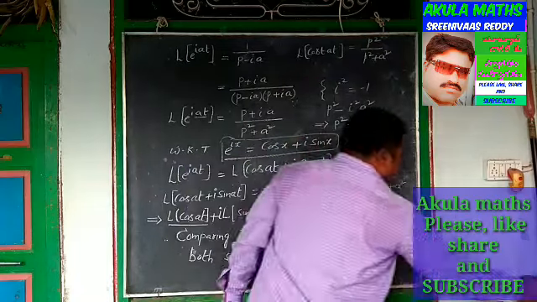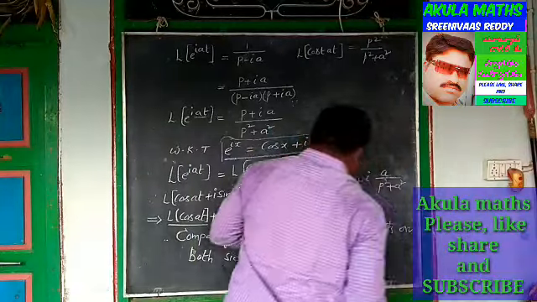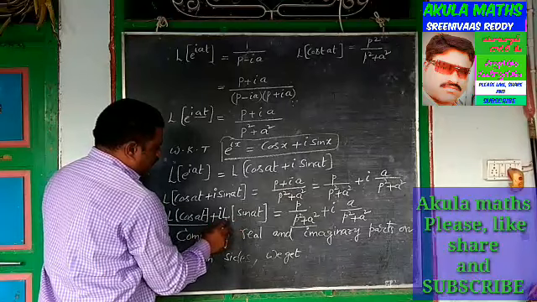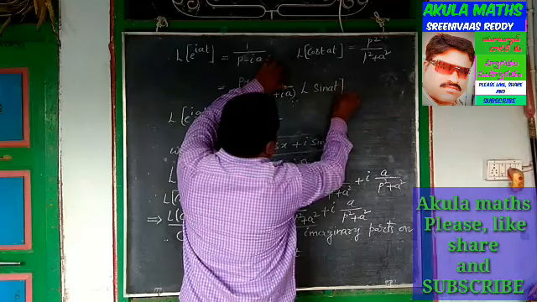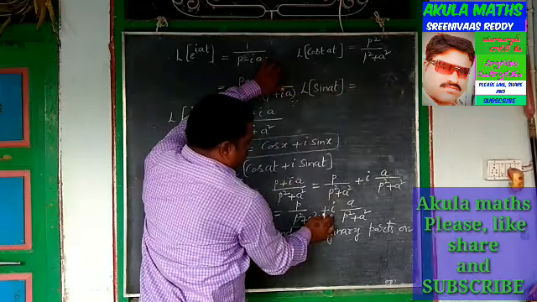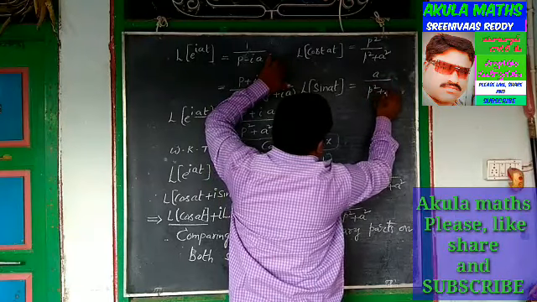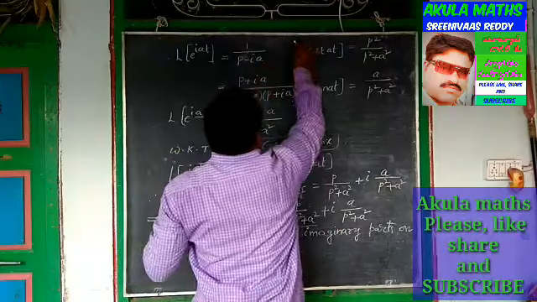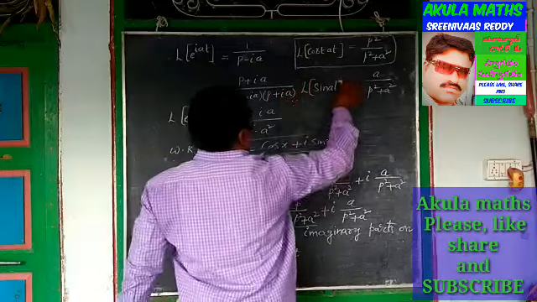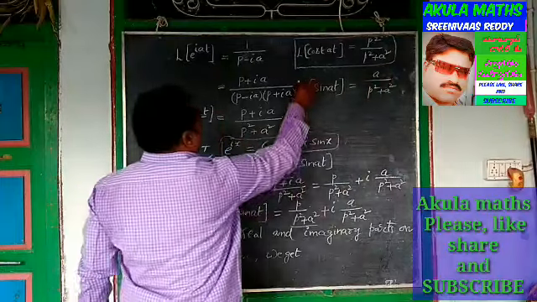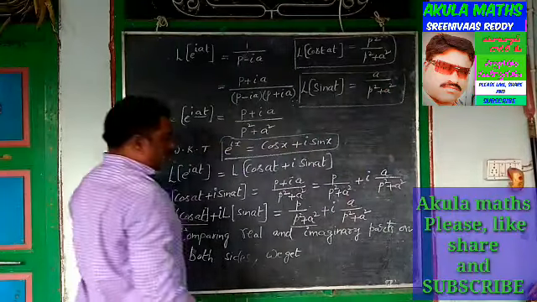And the imaginary part is here, I is the imaginary part. L of sin at is equal to a by p square plus a square. That means Laplace of cos at is equal to p by p square plus a square, and Laplace of sin at is equal to a by p square plus a square.